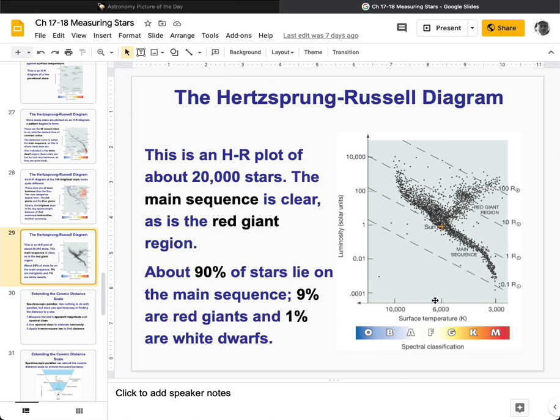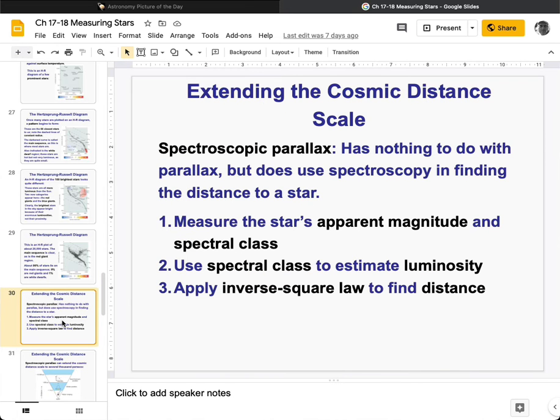You can make an HR diagram-like plot if you know the stars are all the same distance away, so that you don't have to worry about that messing up your HR diagram, but you don't necessarily know that distance. That's what I want to talk about today. How do we use the HR diagram and things like it to discuss distance?